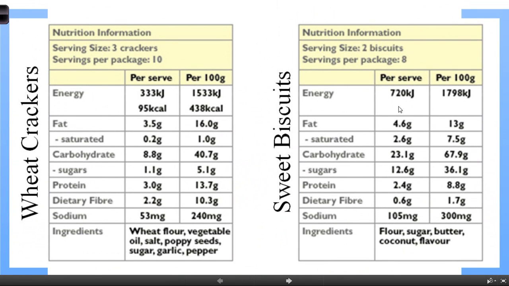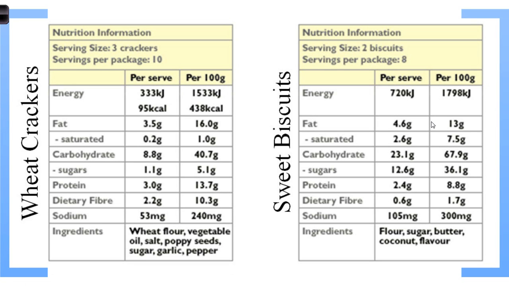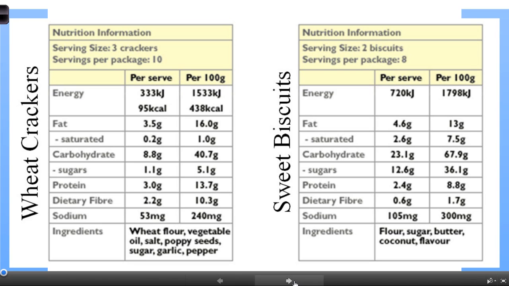Alright, how much fat is there in one sweet biscuit? So, let's have a look. A serving size here is 2 biscuits. So how much fat is there in 2 biscuits? Here we go. 4.6 grams in 2 biscuits. So how much would there be in one? Well, half of that. So it would be 2.3 grams in one sweet biscuit. 2.3 grams of fat in one sweet biscuit.